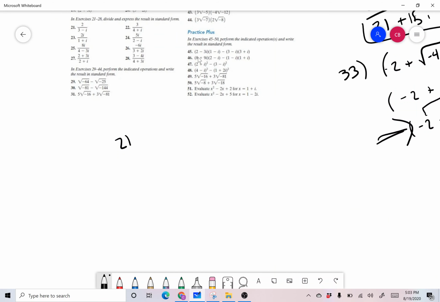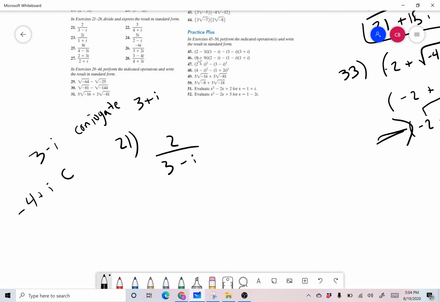If I have number 21, 2 over 3 minus i. The conjugate, when I talk about a complex conjugate, it's what you multiply that by to get rid of the i on the bottom. Okay, so to do this, it's very simple. If I tell you 3 minus i, you're going to tell me the conjugate is 3 plus i. If I said it's negative 4 plus i, you're going to say the conjugate is negative 4 minus i. So notice I'm only changing the i to be negative. I want that to turn into a number. Okay, so let's go and do that real quick.